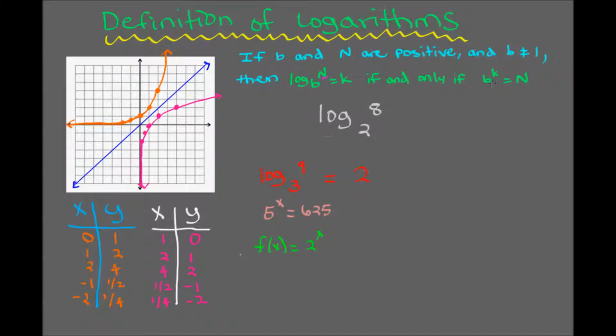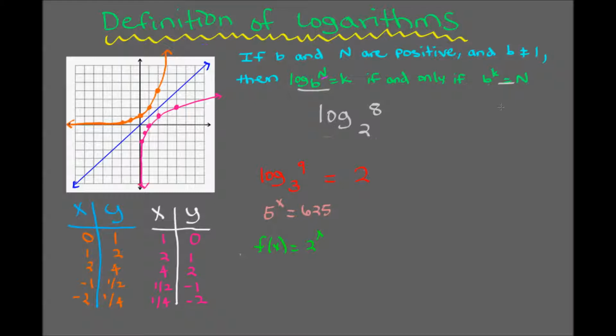That means you can change between the two forms anytime you like. It's like giving a different name to a person. That's basically what you're doing. You're giving a line a different name. There's two names, the log name and the exponential name. So it's saying that log base b of n is equal to k and b to the k is equal to n. These both mean the exact same thing. It's just written in a different way.